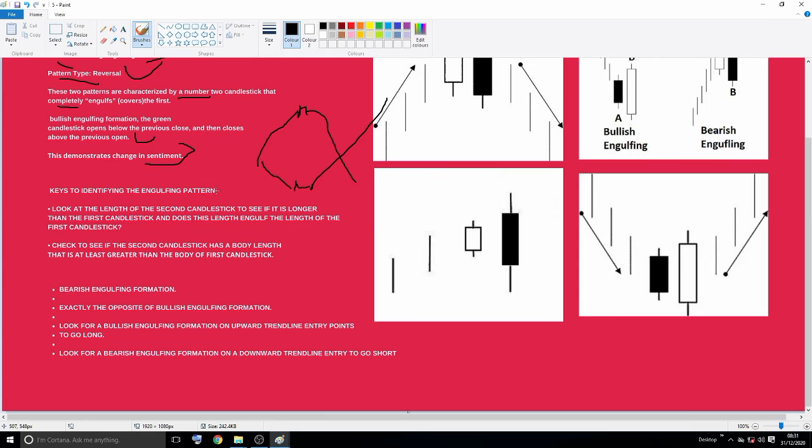Keys to identifying the engulfing pattern: look at the length of the second candlestick to see if it's longer than the first candlestick, and whether this length engulfs the length of the first candlestick. So if the candlestick covers the previous candlestick, we have the engulfing pattern. Check to see if the second candlestick has a body that is at least greater than the body of the first candlestick. If so, it means we have this pattern.